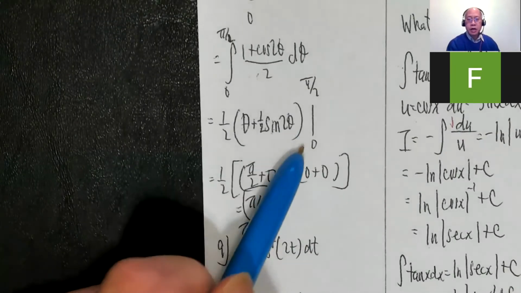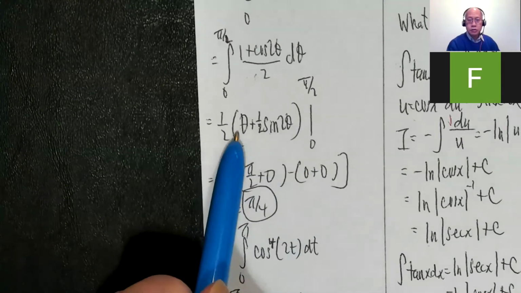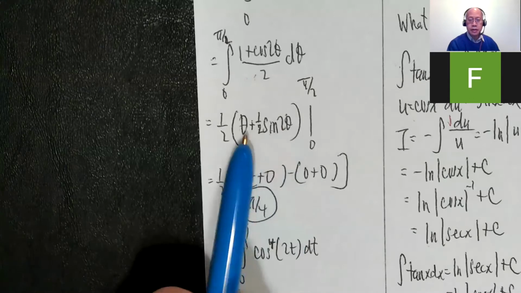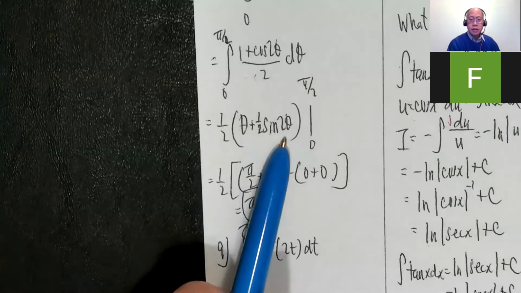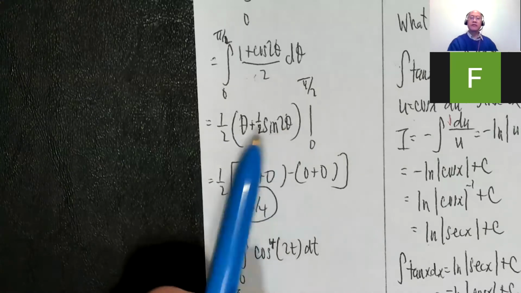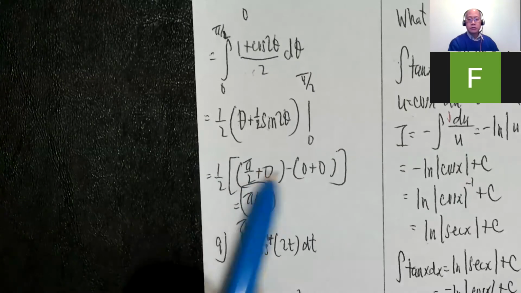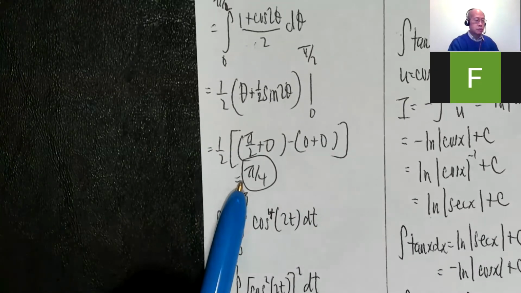Okay, from 0 to pi over 2, 1/2 is in front. Plug in 0, you get 0. 0 plus sine of 0 is 0, so that's all 0. So pi over 2 there. If I plug in pi over 2 here, I'm taking the sine of pi, which is 0. Half of that is 0. So I get 0, 0, 0. So half of pi over 2. Final answer is pi over 4.